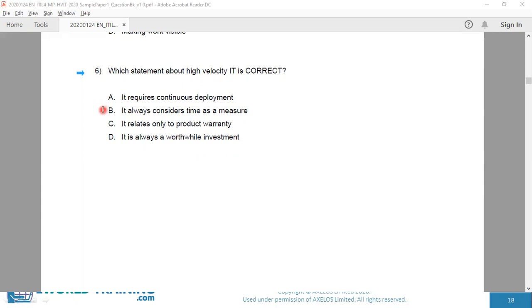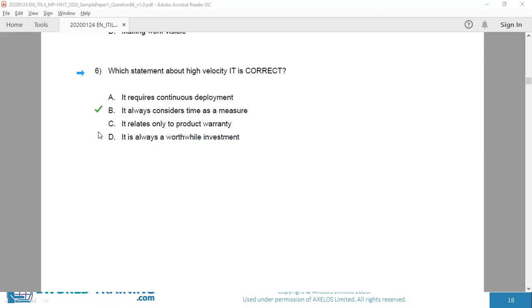Option B is correct because high velocity IT is the application of digital technology for significant business enablement where time to market, time to customer, time to change, and speed in general are crucial. High velocity IT does not relate only to the product warranty. It does equate to high performance in general, but does not come at the expense of the utility or the warranty of the solution.